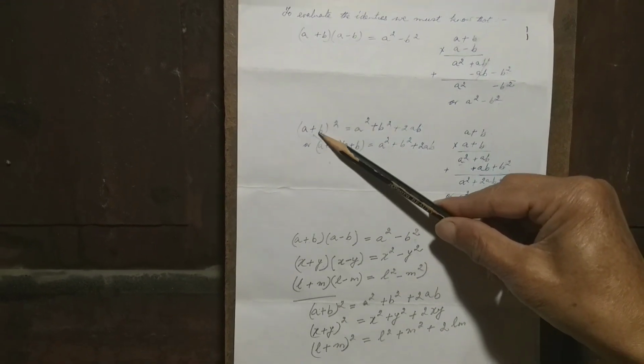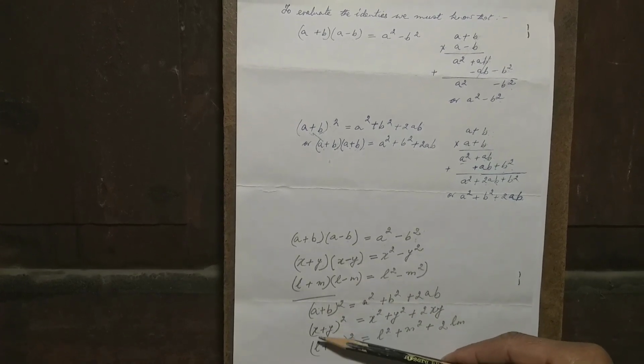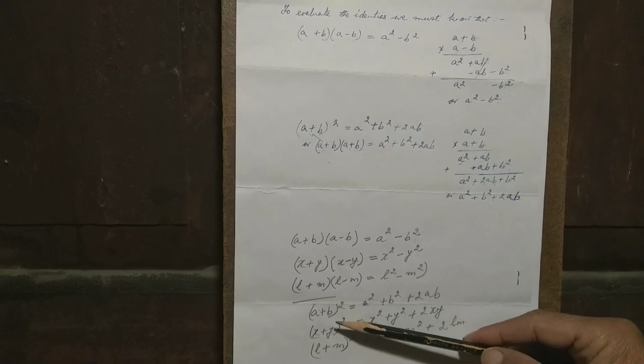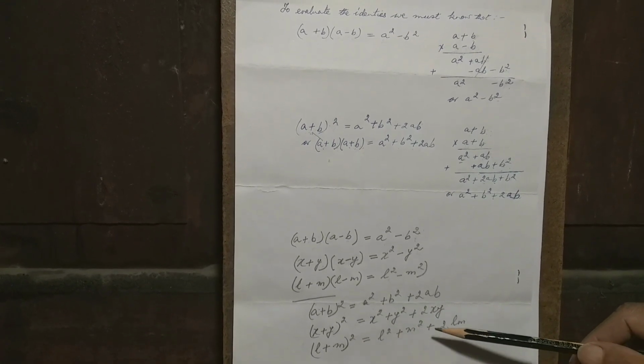And here we had a plus b whole square. A plus b whole square gives us a square plus b square plus 2ab. Now here also, instead of a we can have x, instead of b we can have y. So x plus y whole square will give us x square plus y square plus 2xy. And instead of a we can have L, and instead of b we can have m. So L plus m whole square will give us L square plus m square plus 2lm.